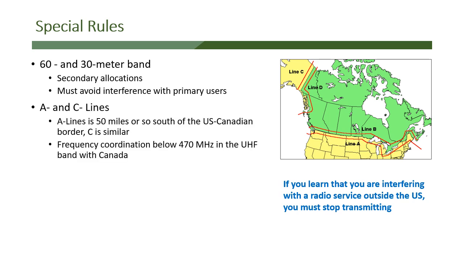However, with the A and C lines, you have allocations in those bands because these are primarily around the UHF bands. We have the A line, which is 50 miles or so south of the U.S.-Canadian border, and the C line in Alaska is similar. These are about frequency coordination below 470 megahertz in the UHF band with Canada. So it's possible that you might have a situation where you cannot use a certain frequency pair in the United States if you're within the A-line area because you're interfering with somebody's repeater in Canada, for example. So there would be frequency coordination to make sure that doesn't happen.